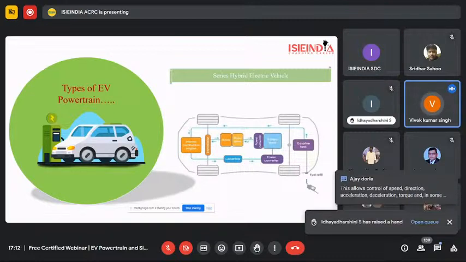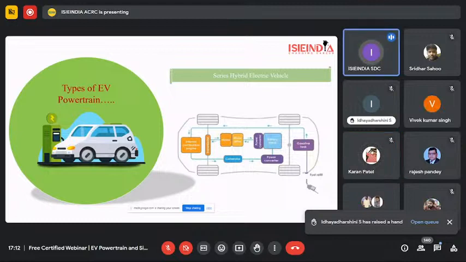Scorpio Micro Hybrid from Mahindra or Toyota Camry. Okay, and more. Maruti Suzuki Grand Vitara. Is it a series hybrid electric vehicle? The Vitara is a parallel hybrid, I think, sir, because both the motor and the engine are involved in the propulsion of the vehicle. So for series, you can also say the BMW i3. It is a series hybrid electric vehicle.